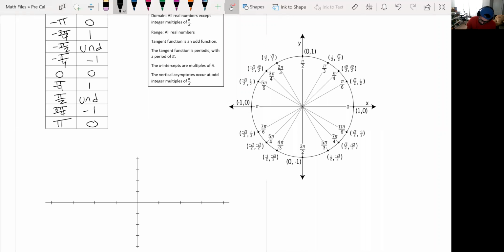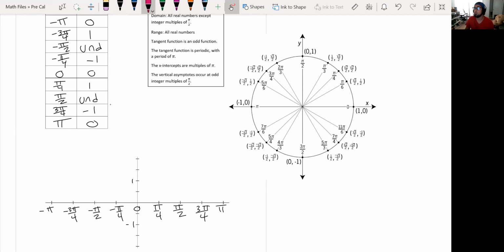All right. So negative pi, negative 3 pi over 4, negative pi over 2, negative pi over 4, 0, pi over 4, pi over 2, 3 pi over 4, and pi. Okay. And I'll put 1 here, and I'll put negative 1 there.